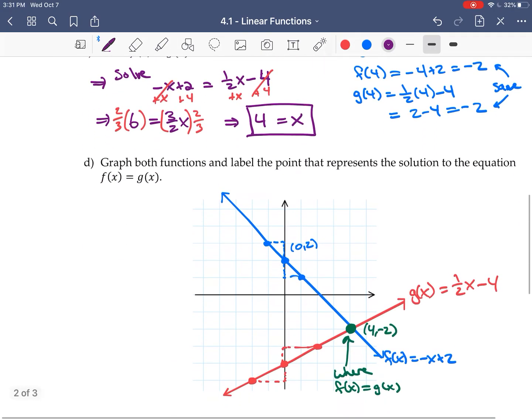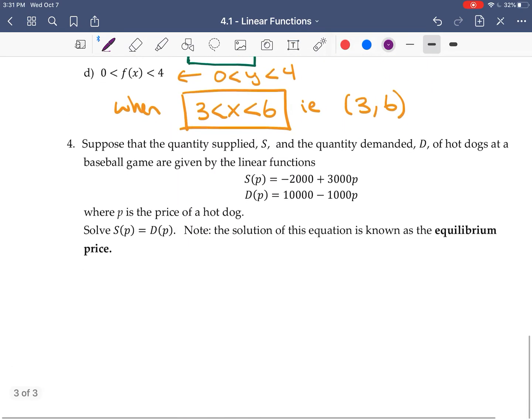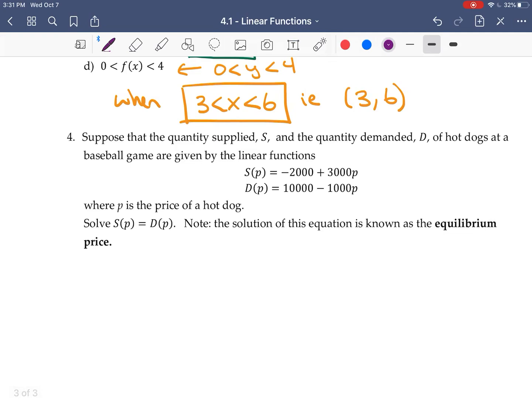Okay, so there's one more that we're going to have a look at here, talking about supply and demand. Suppose that the quantity supplied, which we're going to call S, and the quantity demanded, which we're going to call D, of hot dogs at a baseball game are given by these linear functions. You determine your supply using this equation here, S of P equals -2,000 plus 3,000 P, where P is the price of a hot dog. And your demand is using this equation here, again depending on the price of a hot dog. So it's D of P equals 10,000 minus 1,000 P.